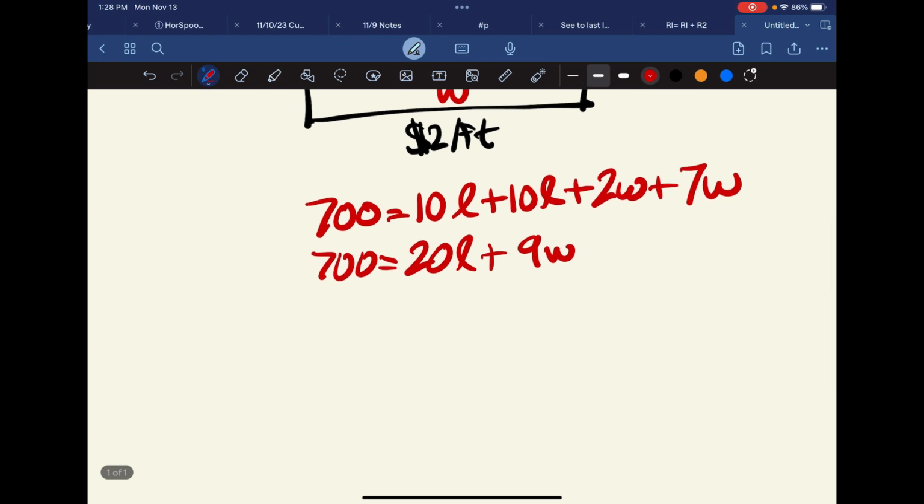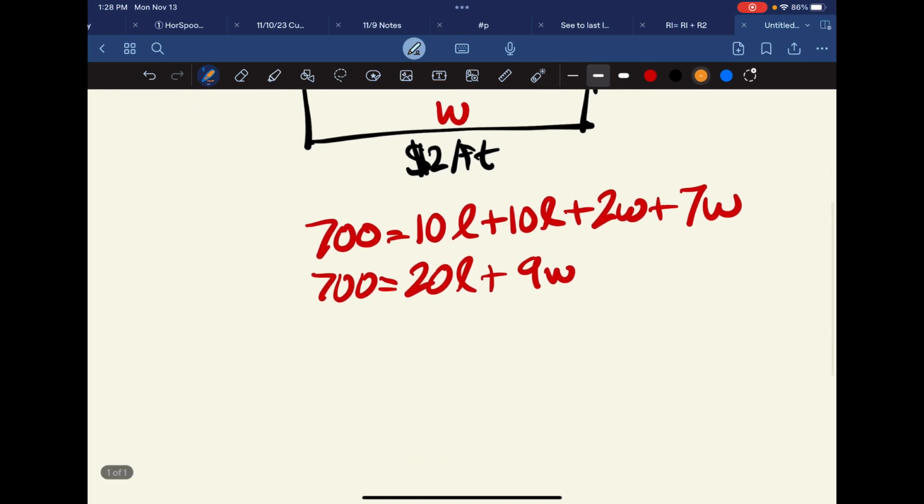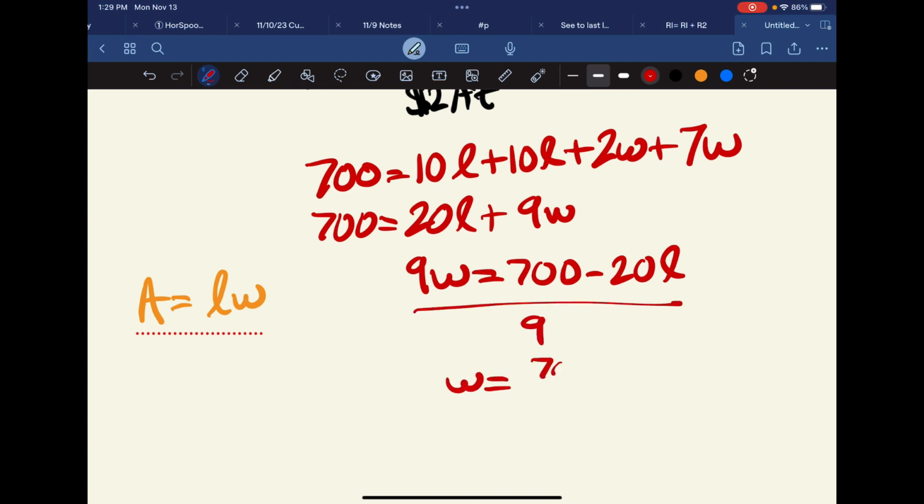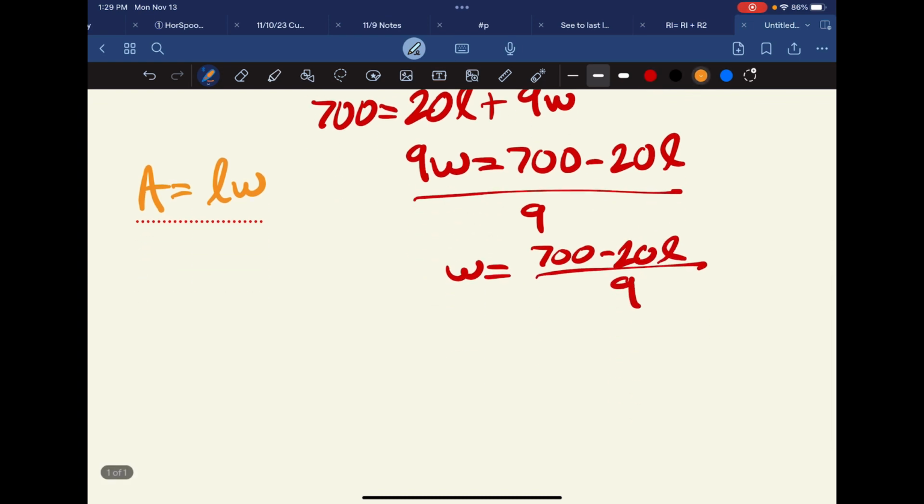Then we could solve this for either L or W, but before we do that, let's think about our area problem. So we've got A equals LW. And so the strategy is going to be to put this in terms of either L or W so we can solve for it. So let's just choose to do W. So we say 9W equals 700, and then we move that 20L over to the other side. And then we're going to divide by 9, so we get W equals (700 minus 20L) divided by 9. So now we can substitute that into our area formula, right? So instead of W, we put in (700 minus 20L) over 9.